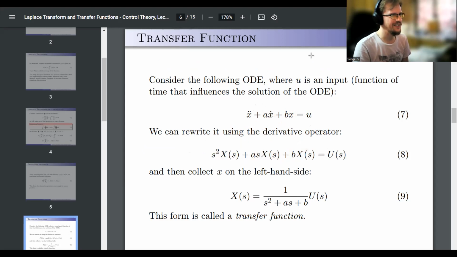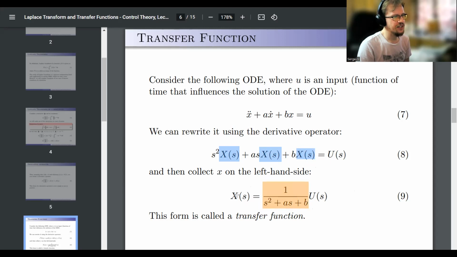It was very easy, I think. Now, what we can do is observe that we have X(s) on the left-hand side repeated, in front of every term. We can take it out of the brackets, and we'll get something like (s squared plus a s plus b) times X(s) equals U(s), from which we can express how X depends on U, and it would be this expression here.